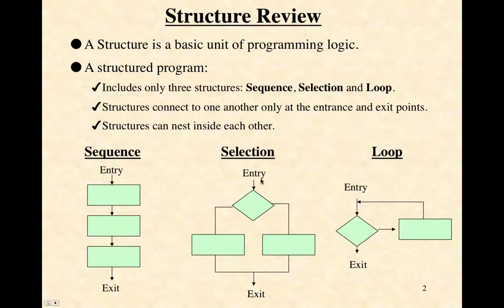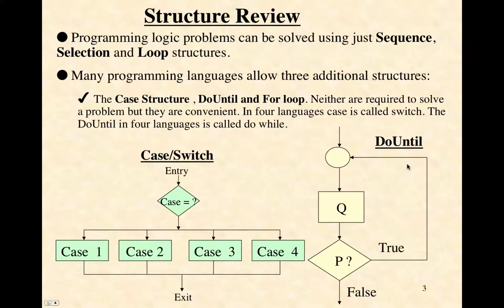And you can nest structures inside each other. You could have a bunch of sequences, then you can put a selection there, you can put a loop there. You can put a loop inside the selection structure, like the loop could be a task here, or there could be if and else inside the loop task. Case I'm not going to talk about right now. I'll talk about that later on.